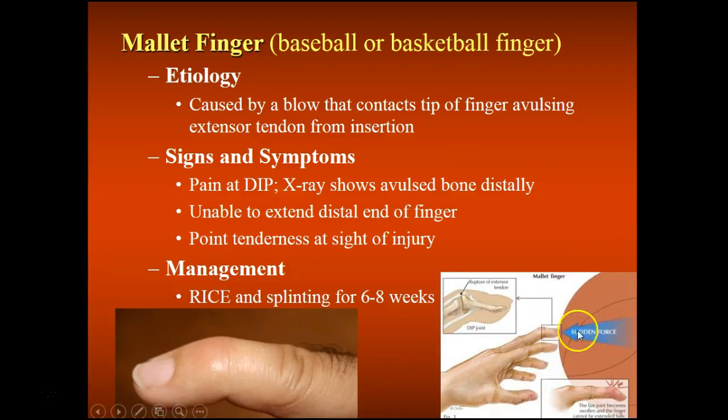So what we see is a ball coming at high velocity, and it contacts the tip, or the distal phalanx, of that finger, and it forces the finger, at least the distal interphalangeal joint, into flexion. And that extreme flexion coupled with that high amount of force causes an avulsion of the extensor tendon.